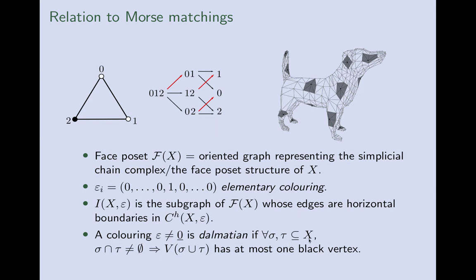This condition can also be rephrased in terms of the stars of the black vertices. What we want, basically, is that the stars of two black vertices do not intersect, or rather that their closures do not intersect. So this is an example of a Dalmatian coloring.